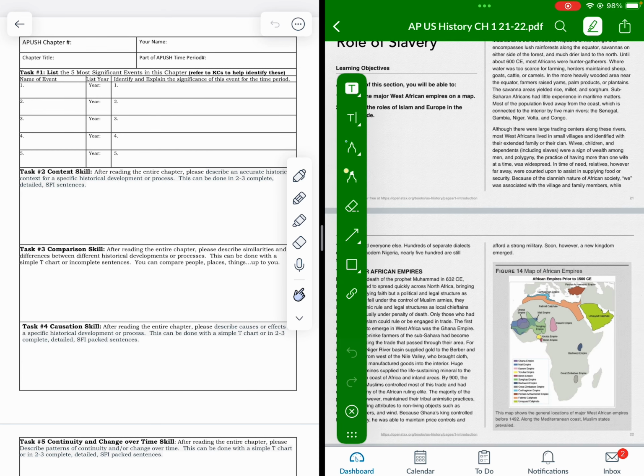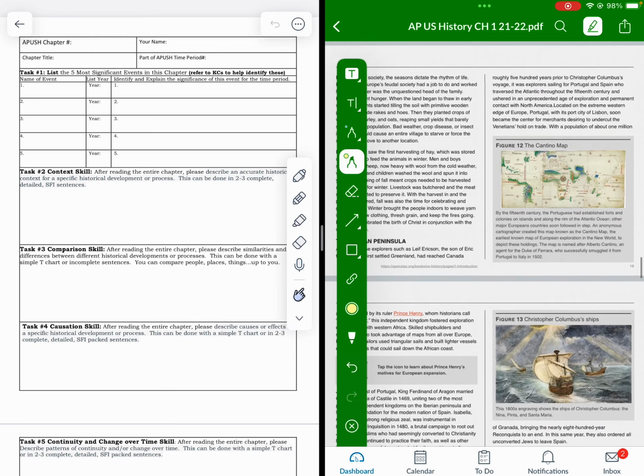This is not the iBook. This is a PDF, I think. But you can see you can be annotating as you read. So if you see something that's important that you want to add to your skill check later, then you can annotate in the iBook.